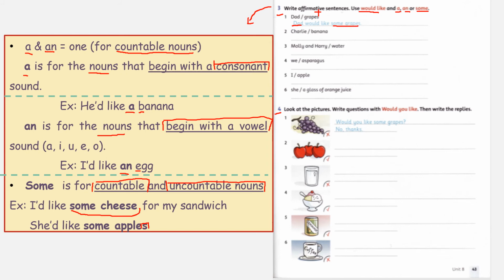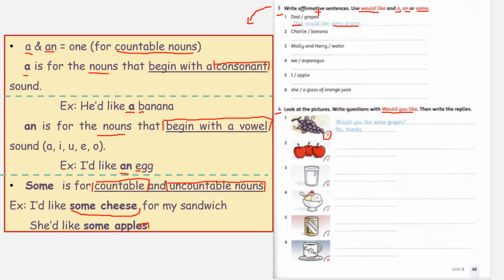Now after that, you move to part 4. Part 4, look at the pictures. Write questions. Start with would like and then write the replies. For the replies, you have to look at the picture and the sign. If it's a cross, that means no, thanks. If it's a tick, it means yes. If it's a cross, it means no.